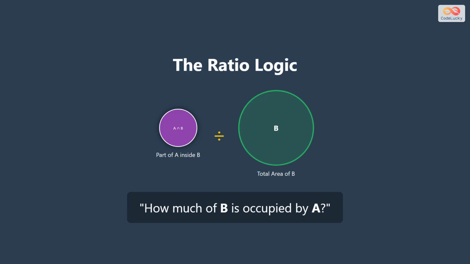So, what does the division mean? We are simply asking a ratio question. How much of the area B is occupied by the intersection? We are dividing the purple overlap by the total green area of B.